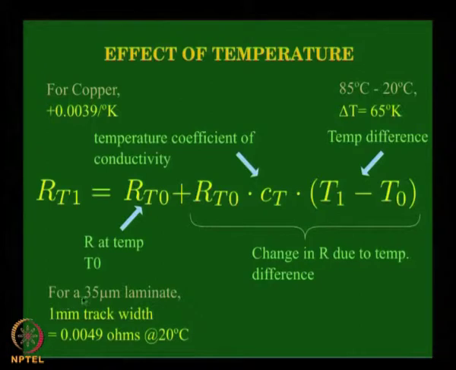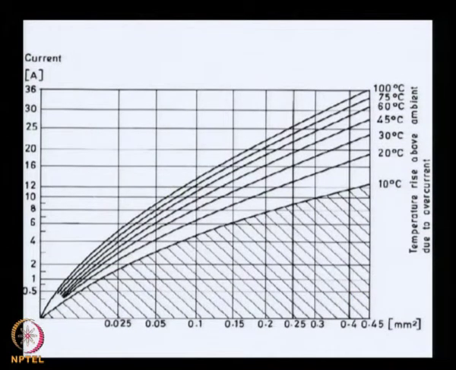And let us say for a 35 micron laminate, 1 mm track width, we had calculated, remember previously, 5 milliohms approximately at 20 degree centigrade. When you substitute all these, you will get 0.00614, which is actually 25% more. Now, if you compare 0.0049 and 0.0061, take the ratios, you will get 25% more for this 65 degree Kelvin extra higher ambient temperature. So, therefore, we have a serious problem in the sense that we cannot neglect the resistances. You have to be concerned about it and then carefully route the tracks.